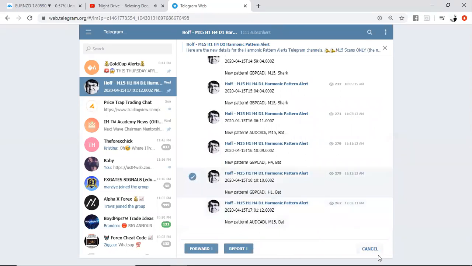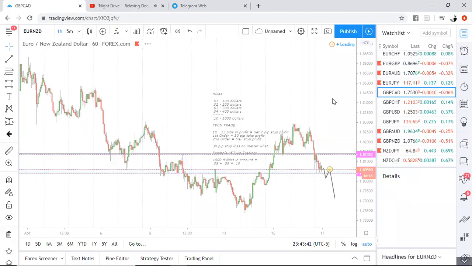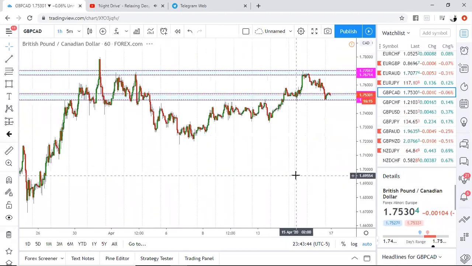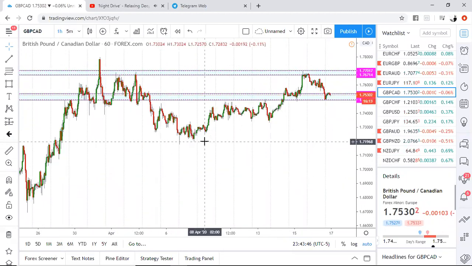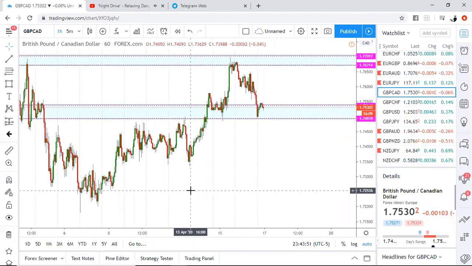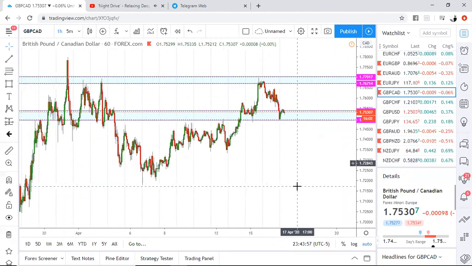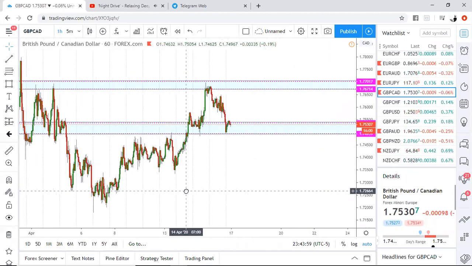There was an H1 called out for the British pound to the Canadian dollar, and I really like this one because it's somewhat of a similar situation. We're just waiting on this to see a break of this level or this level. This is going to be one of those high probability trade setups.